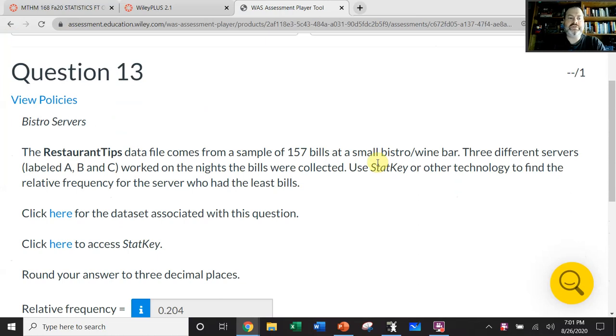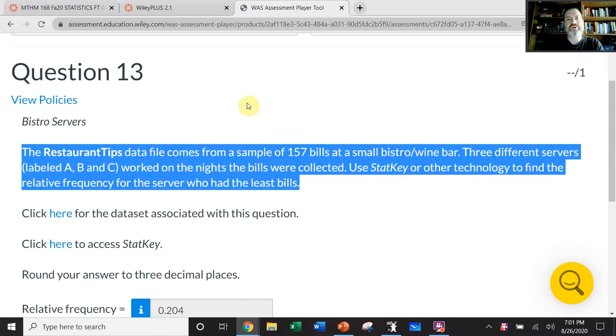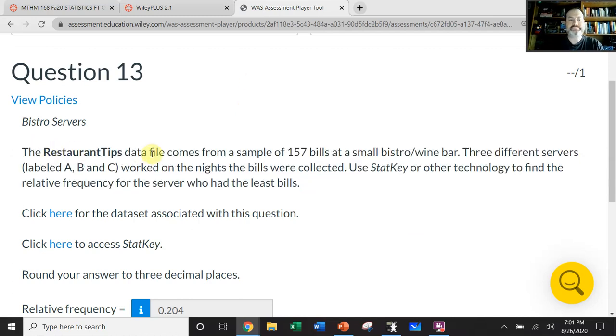So it says click here for the data set associated with this question. Click here for StatKey. In this problem, you are not given enough information to solve this without either looking at the data or using StatKey. You have to do one of the two. So the restaurant tips data set comes from a sample of 157 bills at a small bistro or wine bar. 3 different servers, A, B, and C, worked on nights the bills were collected.